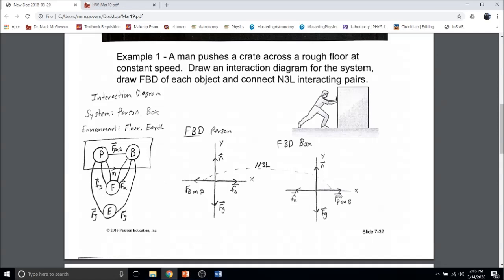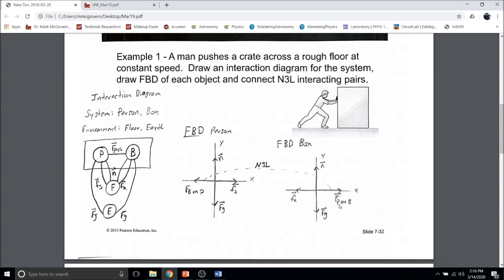Let's move to the box. Okay, gravity down, normal force up. Vectors equal, as I mentioned before. It might be wise to include subscripts here: F G sub B, N sub B, okay? There's a kinetic frictional force pointing to the left because the box is being dragged to the right.